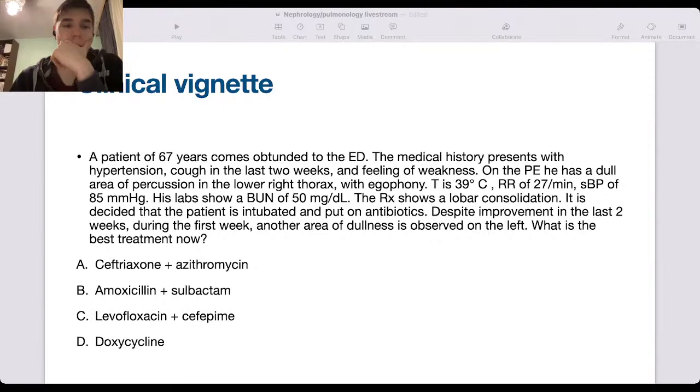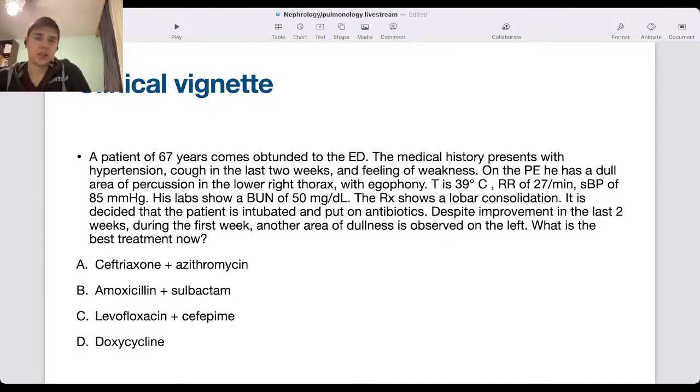Indeed, he has actually a 5 out of 5. He is confused. He has uremia of 50 milligrams per deciliter. He has a respiratory rate greater than 20, a systolic blood pressure that is lower than 90, and he also is actually 67 years old. Okay, so let's see the answers.